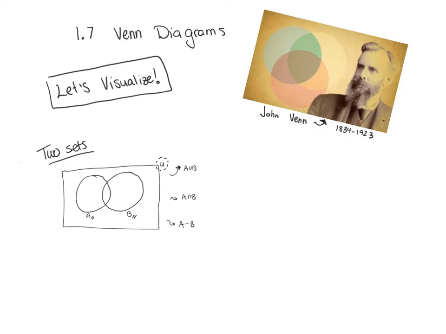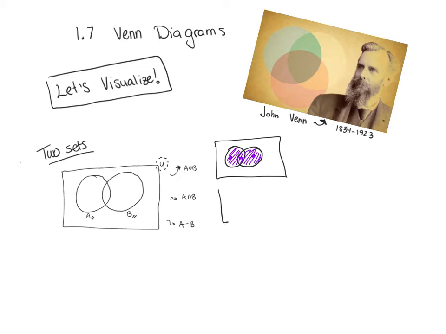Now, I'm going to go ahead and redraw this picture so I can think about what the union, the intersection, and the difference look like. For the union, A union B is going to be everything in A and also all of the stuff in B. If something is in A or B or both, it's going to be in the union. So I can shade in my Venn diagram to represent the union of those two sets.